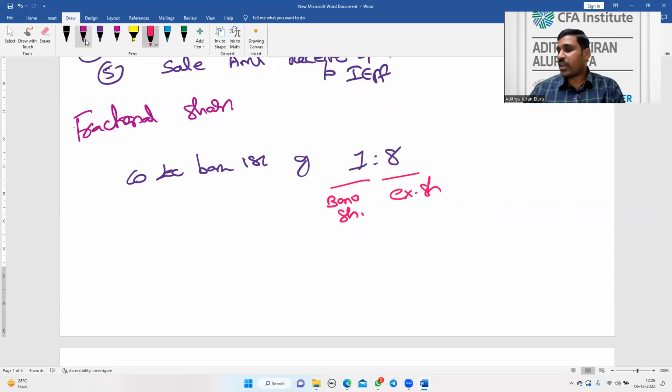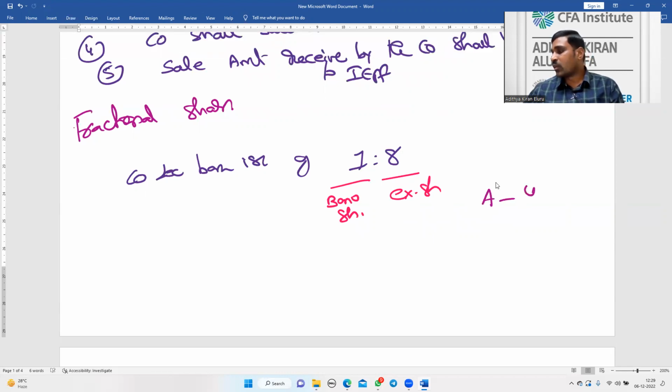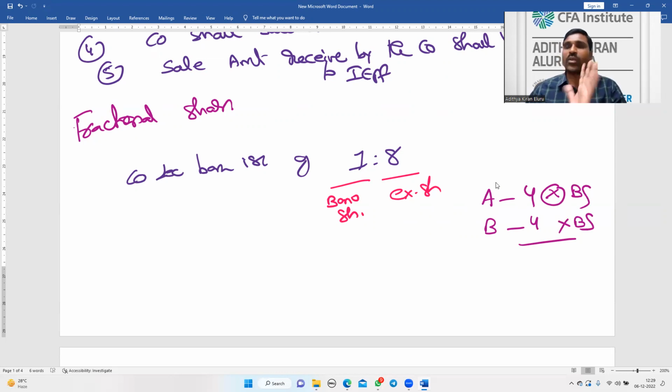For example, A is holding 4 shares and B is holding 4 shares. Individually, they will not be eligible for bonus shares because none of them is holding 8 shares. If they hold 8 shares, then only the company will give bonus shares. But if A holds 4 and B holds 4, together they will be eligible for one bonus share.